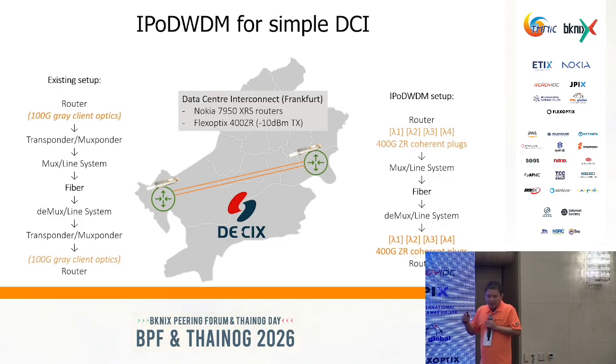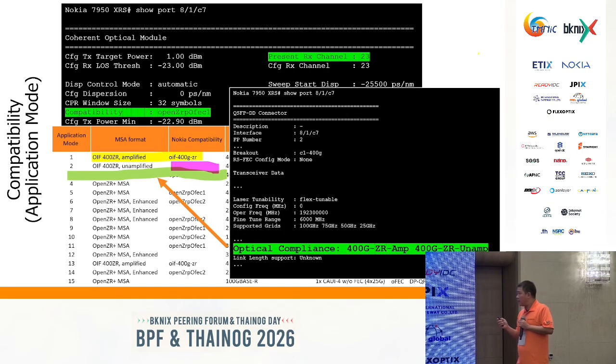This is something that we did with DE-CIX in Frankfurt. This was the first IP over DWDM that we actually deployed about 3 years ago with them. The distance is not much. That time it was the first generation of the 400G ZR. That's why you see the launch power is only minus 10 dBm. It's a very low launch power.